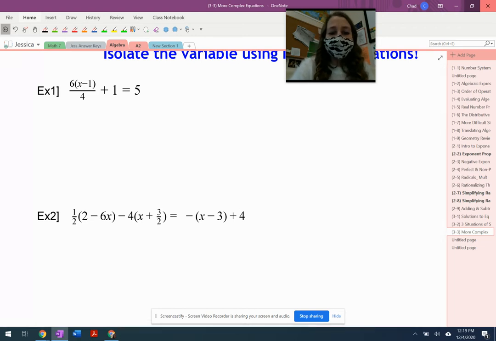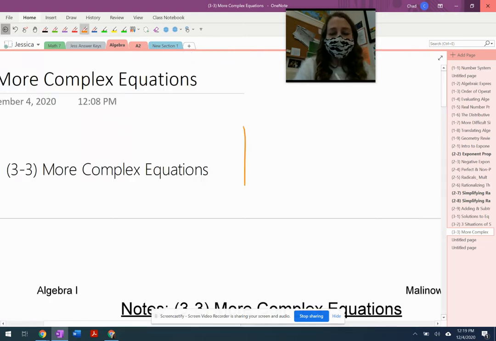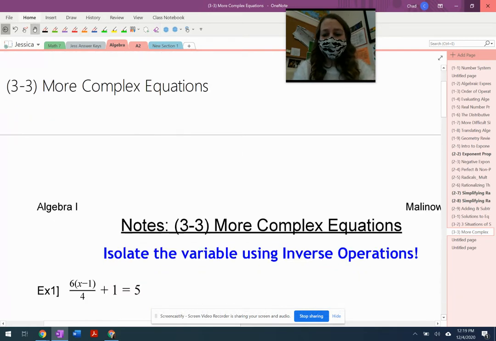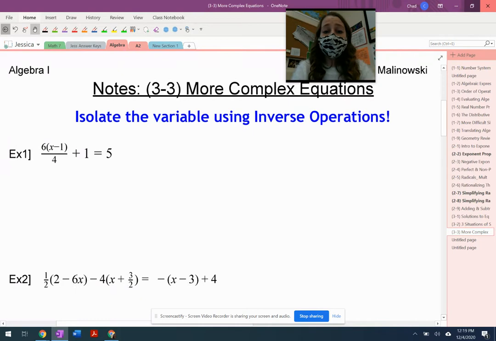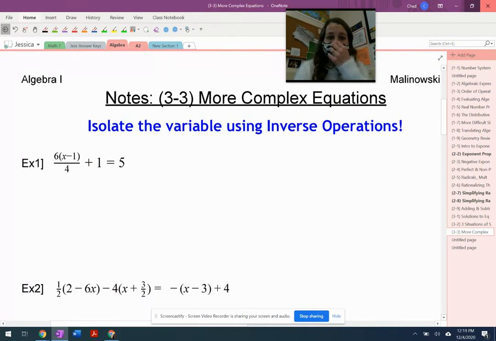Okay, so today we are looking at algebra notes for 3-3, more complex equations. We are still trying to isolate the variable using those inverse operations. The opposite of addition is subtraction, the inverse of division is multiplication. This time they're just a little bit more complicated.